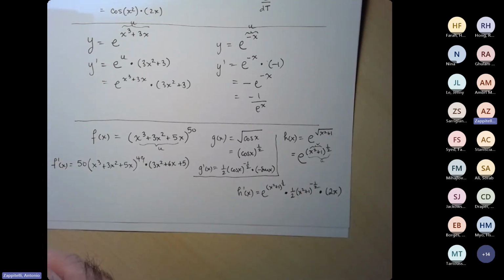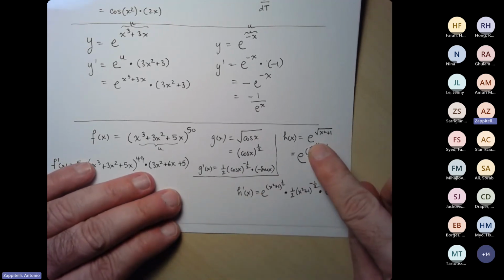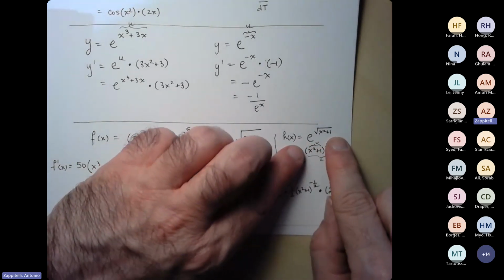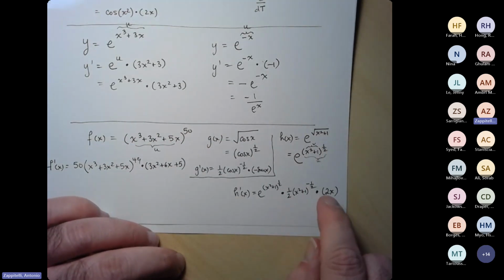Okay. But if you don't think about what the end result is going to be, and you just think, oh, I know how to take the derivative of e to the x, that's easy. Oh, I know how to take the derivative of x to the 1/2, that's easy. Oh, I know how to take the derivative of x squared plus 1. It's all a series of easy derivatives, okay?